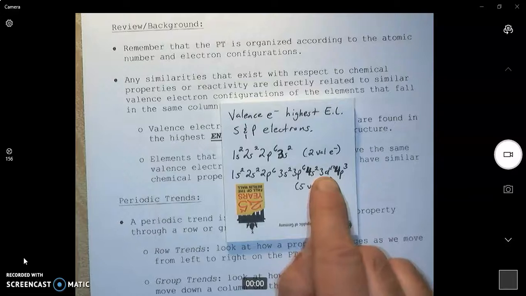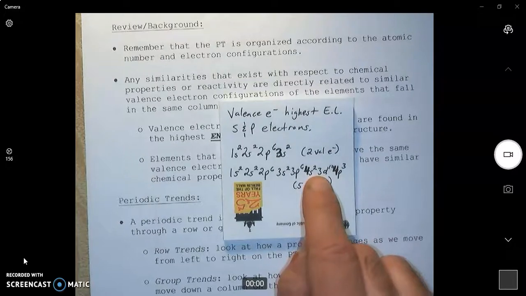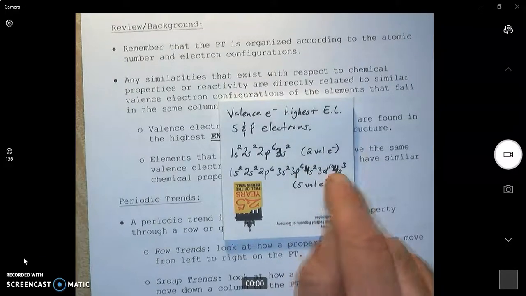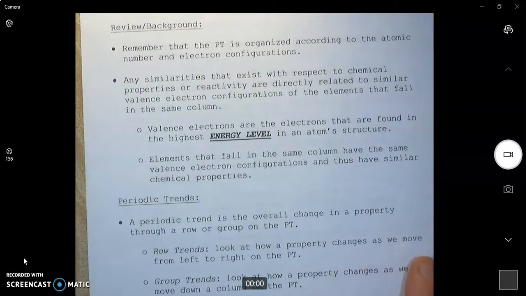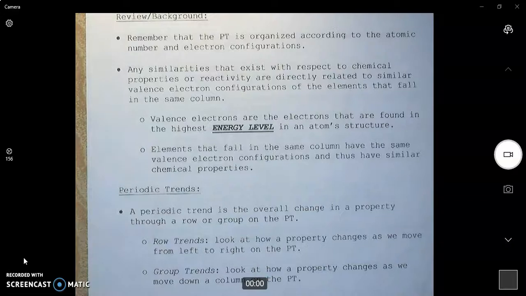What energy level are they on? They're on the third. What's our valence energy level? The highest, 4th for this one. So keep that in mind. Same row, same number of energy levels, same column, same ending to their electron configurations.